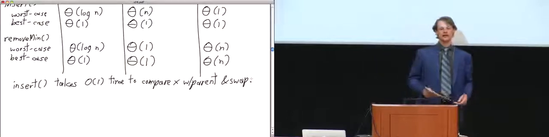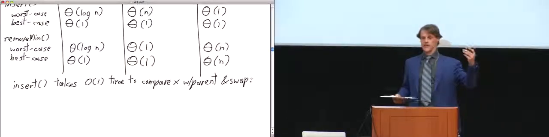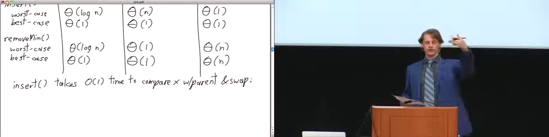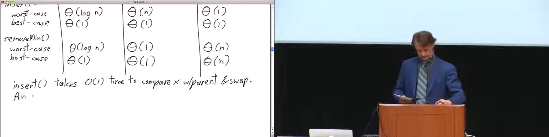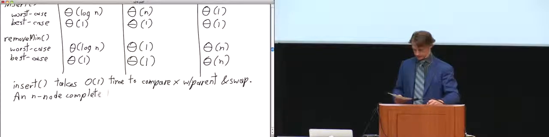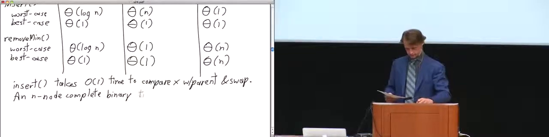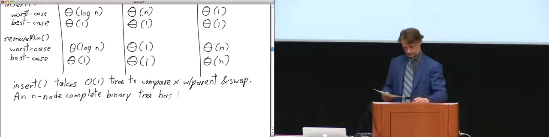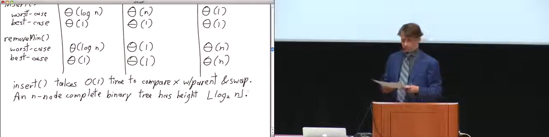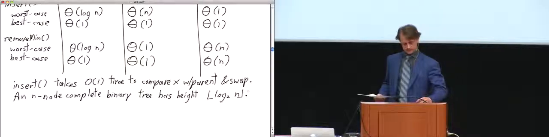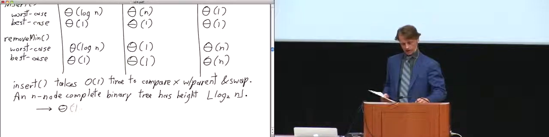So that's all you have to do per level. So now the running time is constant time per level of the tree in the worst case. And it so happens that it's not hard to show that an n-node complete binary tree has a height of the floor of the base 2 logarithm of n. And so that's why it takes theta of log n worst case time.